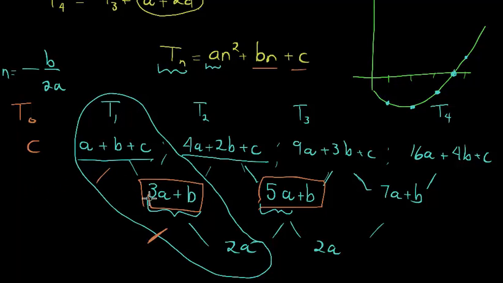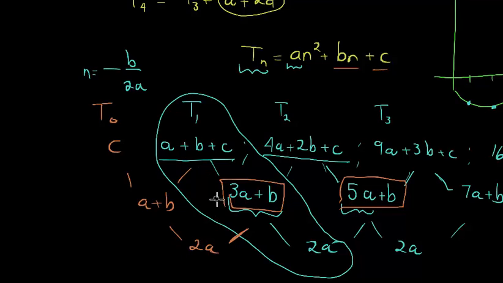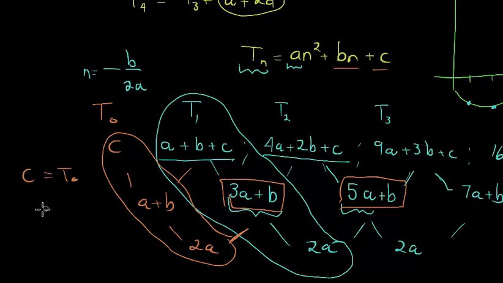Okay, if this one is 3A plus B, that one is 5A plus B, what would the previous one be? A plus B. What would this one be? 2A. So in other words, if you go backwards, just one step backwards, then you have that C is equal to T0. Whatever you got by going one backwards.